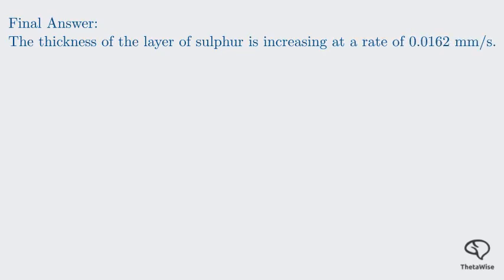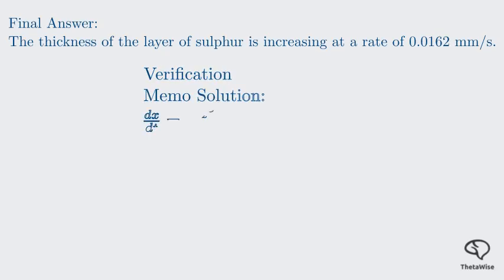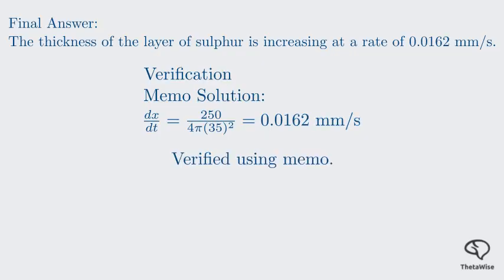The problem included a solution, so let's quickly compare our work to it to verify. Looking at the provided solution, it followed the exact same steps. It derived the volume relationship, differentiated it with respect to t, and substituted the values to get dx/dt equals 250 over 4900 pi, which is the same as 0.0162 millimeters per second. Excellent. Our answer matches the provided solution.